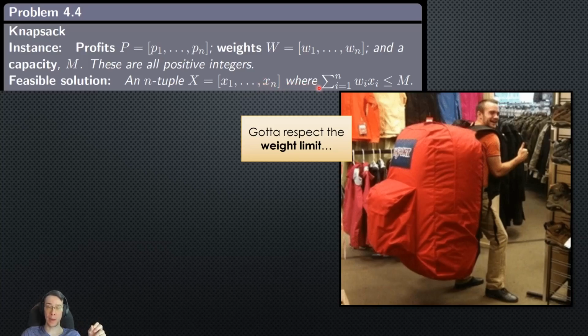And so to respect the weight limit, we want to make sure that the sum from i equals 1 to n, the sum over all items, of the weight of the item times this indicator variable xi, which is either 0 or 1, typically, is less than or equal to M. So if you think about it, if you don't take an item, then the weight disappears from this expression. If you do take an item and xi is 1, then wi xi is just the weight of that item. So this is the sum of weights where we took the items. That should be less than or equal to M. So that's a feasible solution. It is an n-tuple that respects the weight limit.